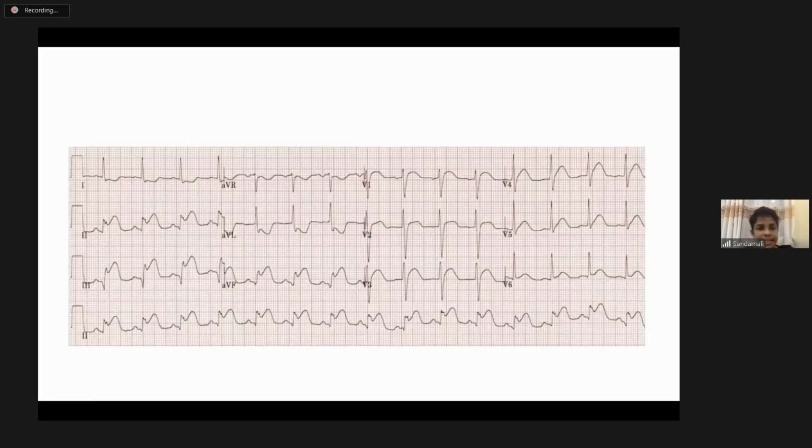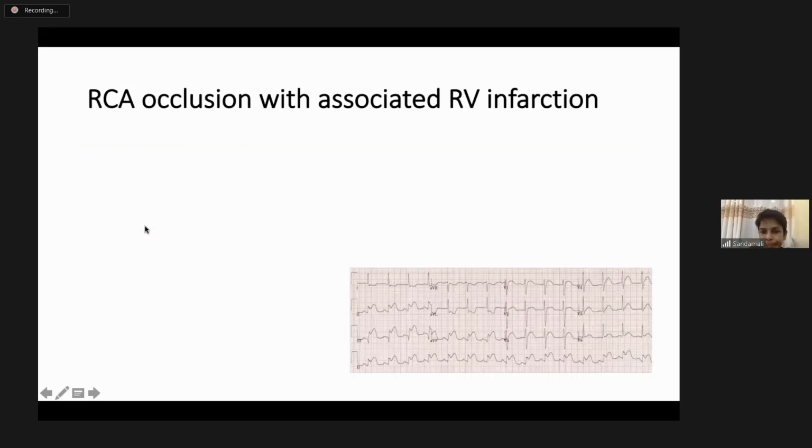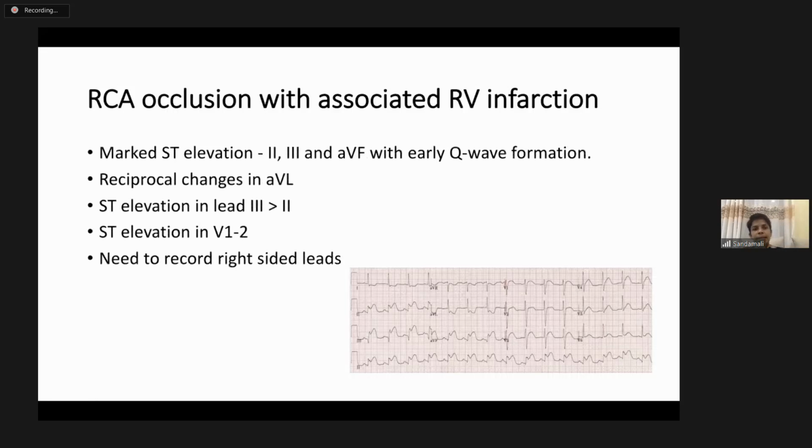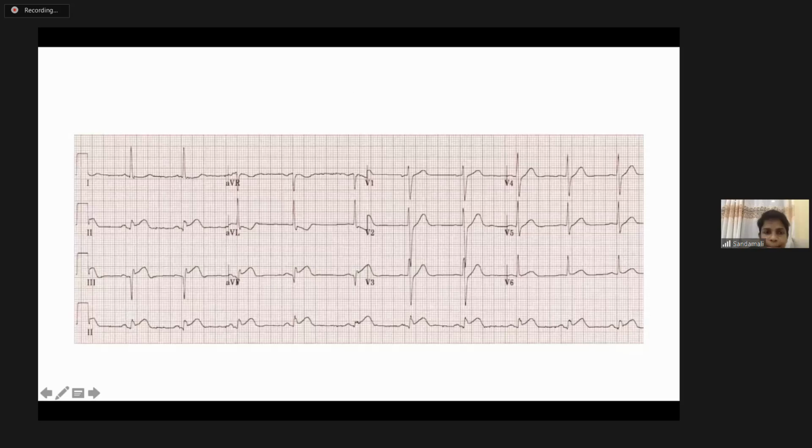If you look at this ECG, you can obviously see ST elevation in 2, 3 and AVF, the inferior leads. And there are some ST elevations in V1 to V3 also, and ST depressions in lateral leads L1 and AVL. And you can appreciate that ST elevation is more in L3 than L2. So this is RCA occlusion with possible associated RV infarction, because there is ST elevation in V1. To confirm RV infarction, we need to record the right-sided lead, which is V4R.